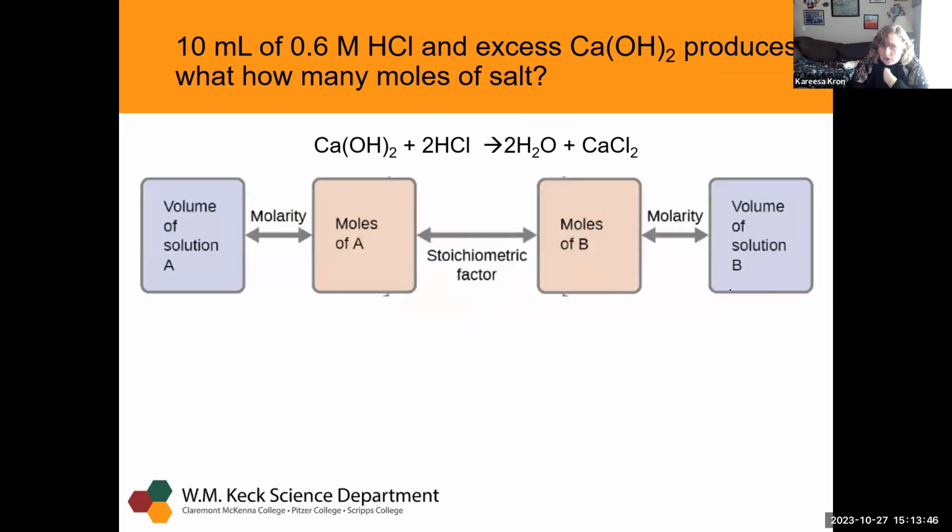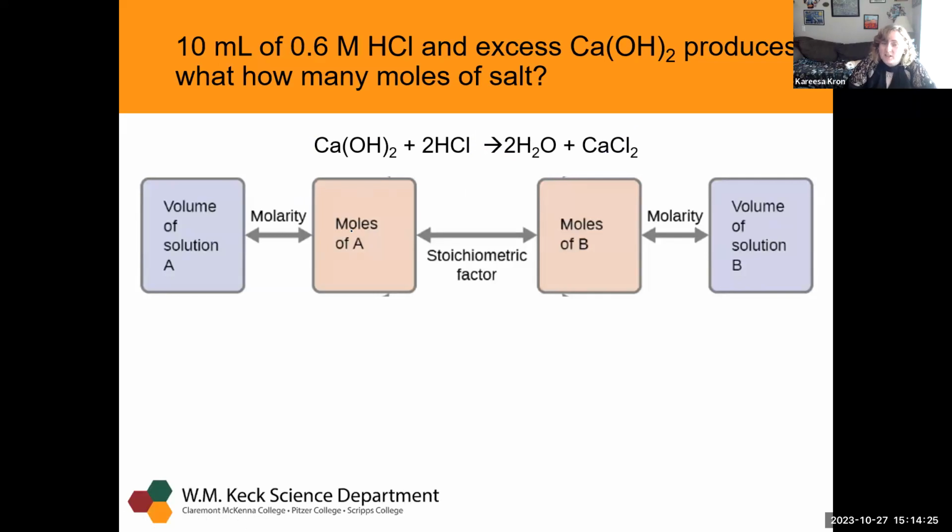And then if I expand the chart a little bit, I can also go from a volume of a solution to these moles and then across this flow diagram and calculate a new volume. So if I consider the question I have here, which is if I have 10 milliliters of 0.6 molar HCl and excess calcium hydroxide, how many moles of salt will I produce? And so I've balanced the chemical reaction for you, though potentially on a problem you could be asked to balance it before we moved into it.